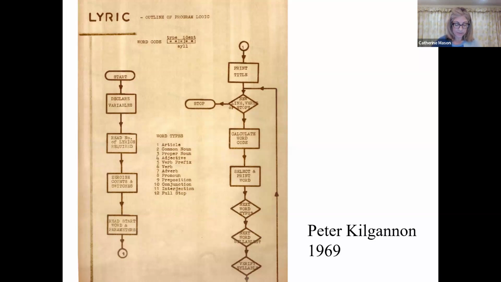So you can see that he put words into different types. He had articles, nouns, adjectives, verbs, etc. And he talks about how here the flowchart shows how the program chose those words. It had about a 300-word vocabulary. And he wrote poetry in Algol, the Algol computer language, on an Elliott computer.